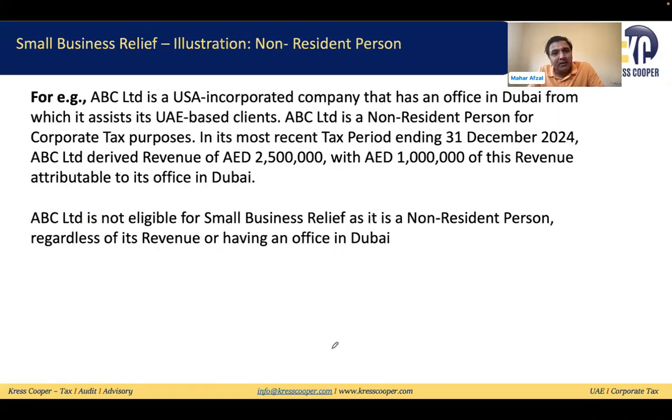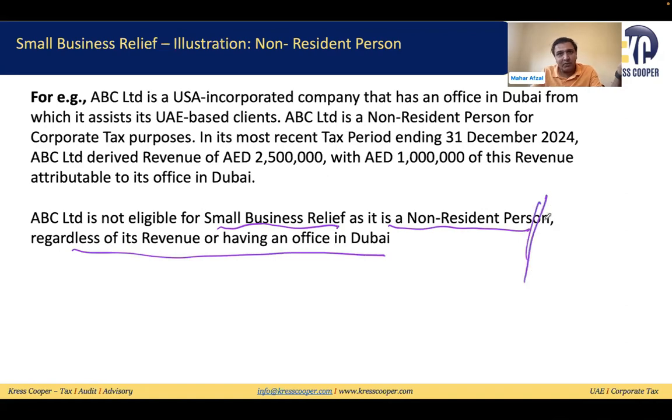Another company, A Limited, is a US incorporated company that has an office in Dubai, from which it assists a UAE-based client. A Limited, office in Dubai, non-resident. This is the PE. PE of the non-resident person is a non-resident for UAE corporate tax law. One exception is there, we have already discussed. Otherwise, they cannot opt for the small business relief, even if their revenue is below threshold in the current period and in any previous tax period. They are not eligible for small business relief. It is a non-resident person, regardless of the revenue. One exception is there that we already discussed.